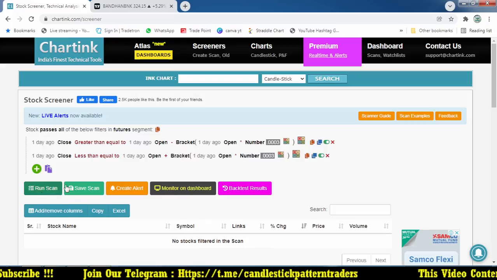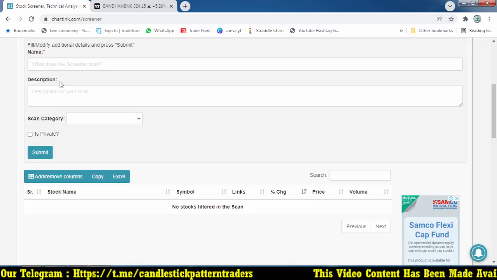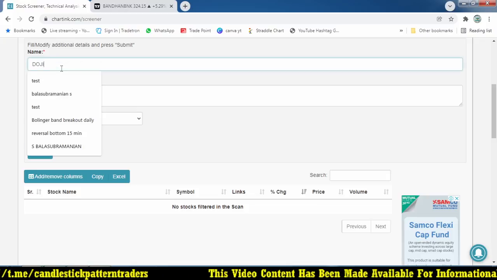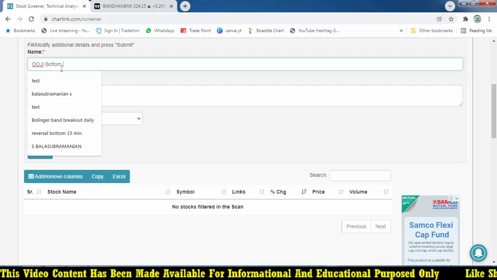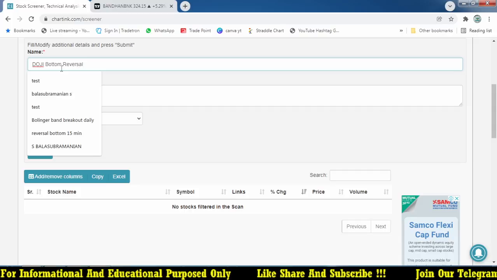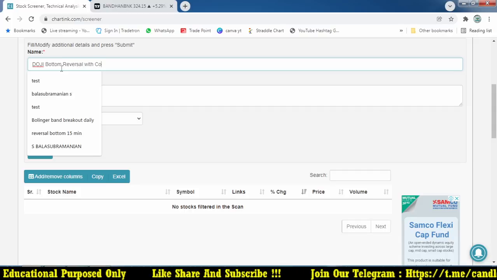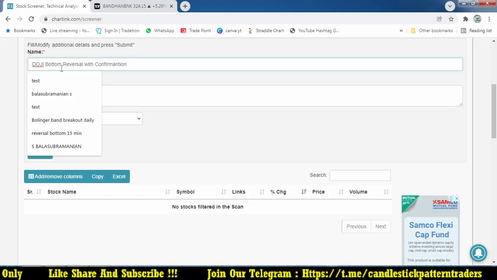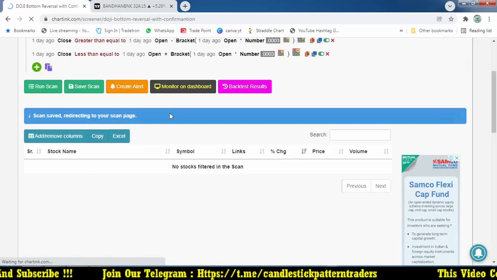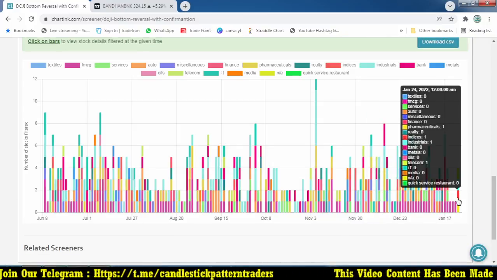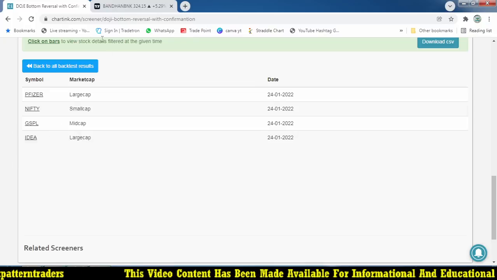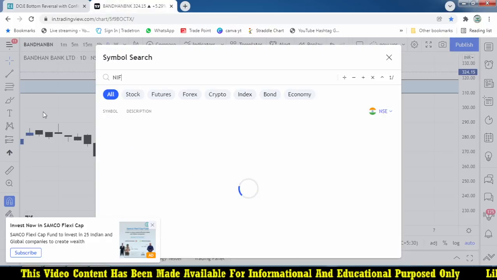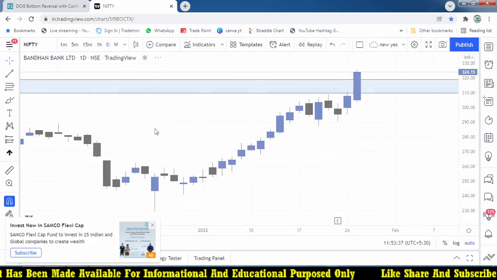So first we will save the scan to find the doji bottom. We'll save this and modify it. If you see 2 days back on 24th January, Pfizer, Nifty, GSPL, Idea, a lot of stocks. We already know Nifty is a perfect doji 2 days back, so that was working good.